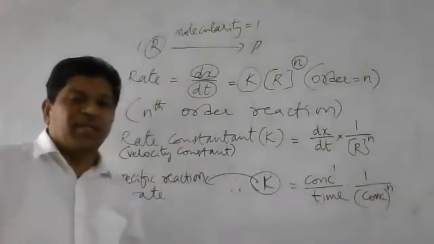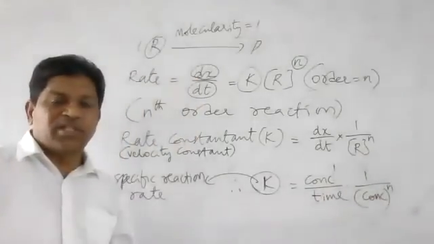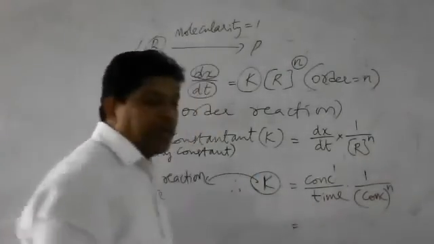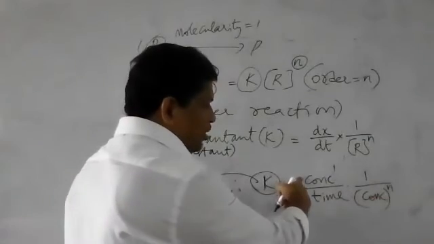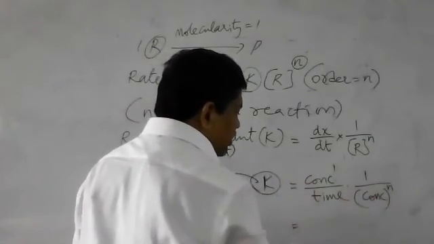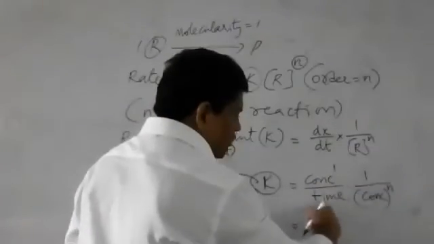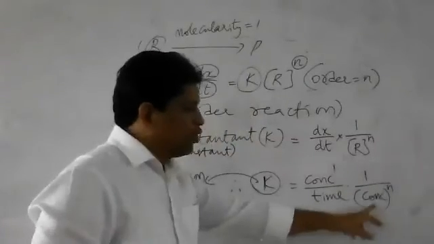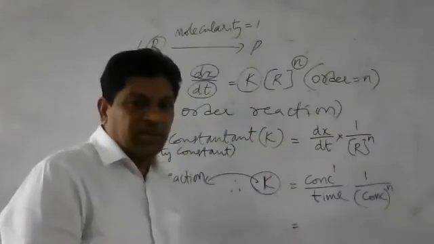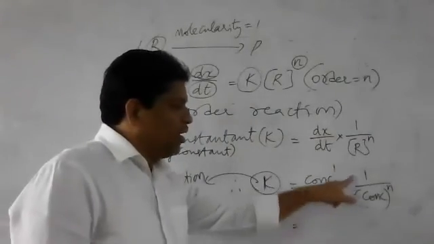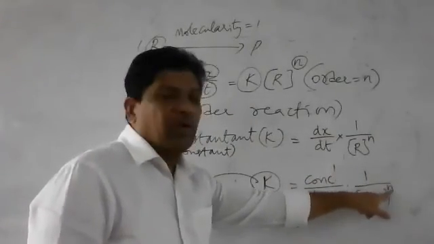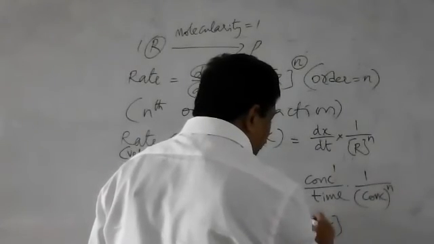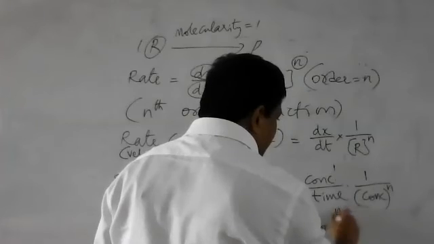Now concentration is nothing but moles per liter. Now what will be the units of K? Units of K. Now you take concentration this side. How to write now here? 1 by time into 1 by concentration to the power of n minus 1. Is that clear? Here 1 by time is there, here 1 by concentration to the power of n minus 1.